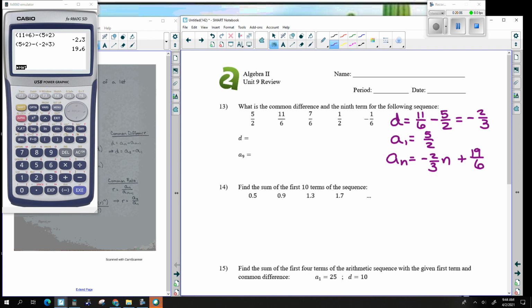And then we want to know the 9th term. There it is. All right, so the common difference was -2/3. And the final term was -17/6.